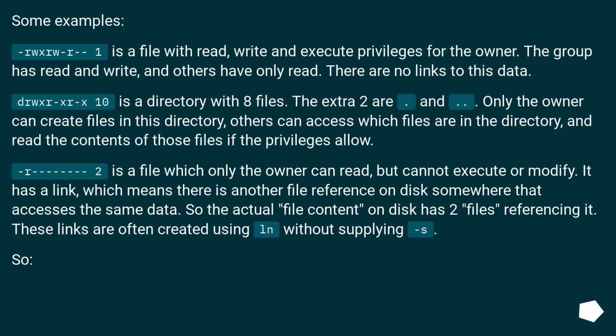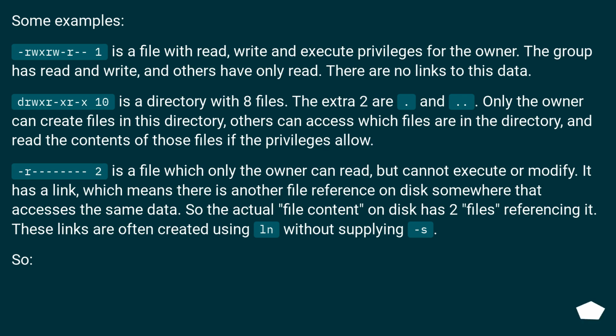Some examples. -rwxrw-r-- 1 is a file with read, write and execute privileges for the owner. The group has read and write, and others have only read. There are no other links to this data.